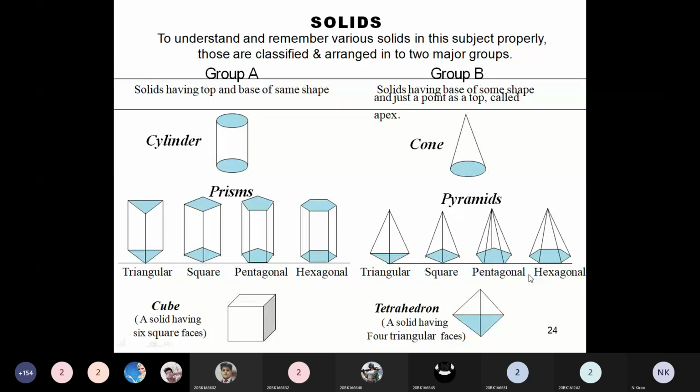This is about the solids. These are all the types of solids, and the question will come like this, let me explain. See, a hexagonal pyramid. Let us take a hexagonal prism. Note it down. A hexagonal prism resting on HP.